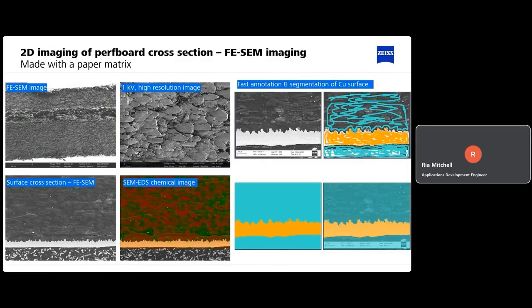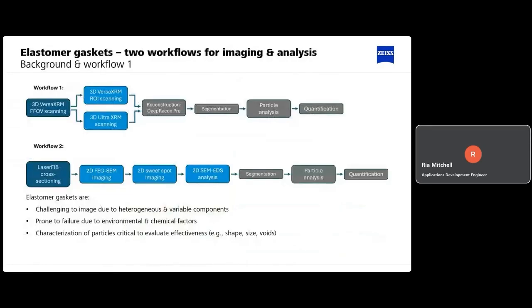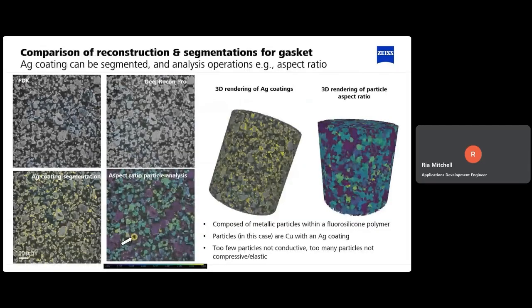So I now want to briefly talk, because I am very aware I'm running out of time, about the elastomer gasket case studies and how we have applied 2 separate workflows to those. Characterization of these materials is important to make sure that the particles are actually conductive and they're doing their job properly. The first workflow is a 3D imaging workflow, and the second workflow is more of a preparation workflow where we can cut large cross sections using the laser FIB to then perform 2D imaging and analysis and subsequent quantification. So this is what the scans of a gasket look like.